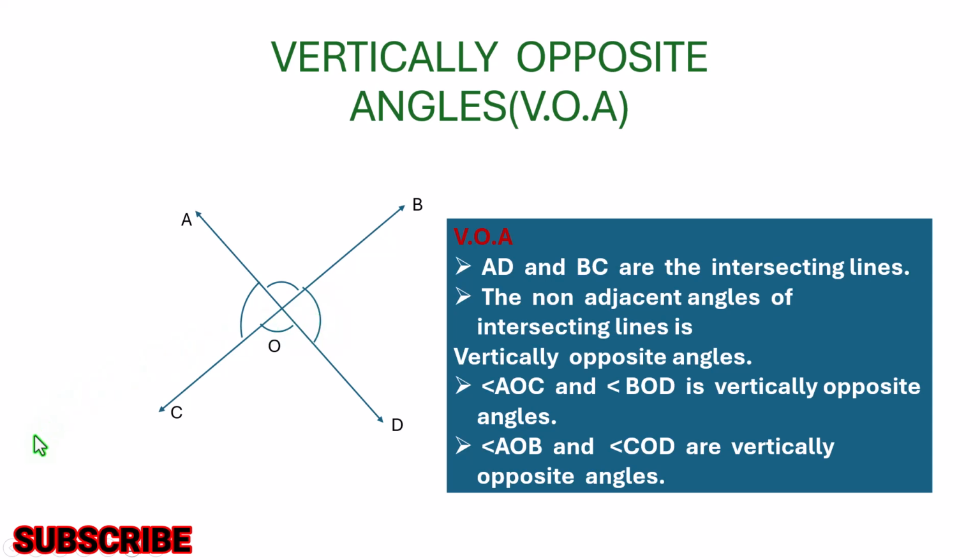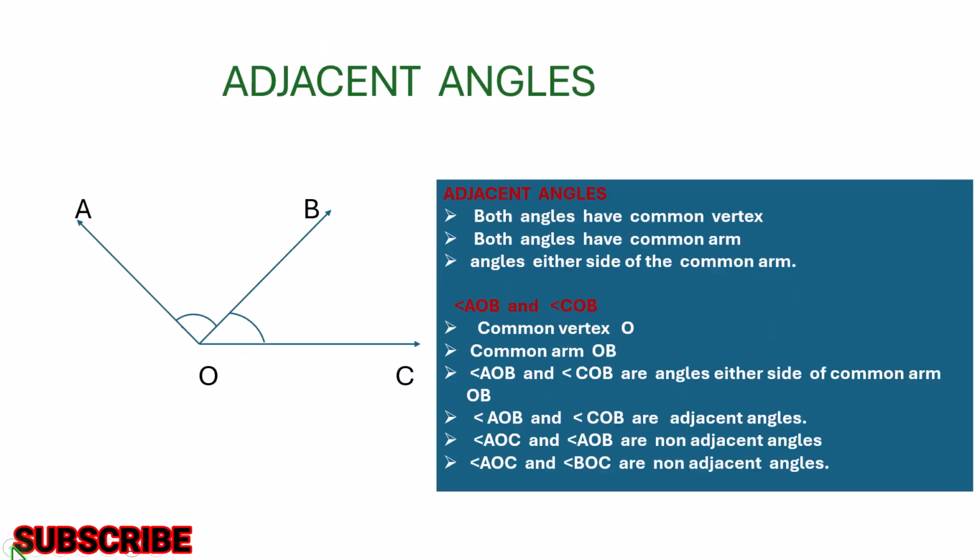Here are the three important types of pairs of angles: vertically opposite angles, linear pair, and adjacent angles.